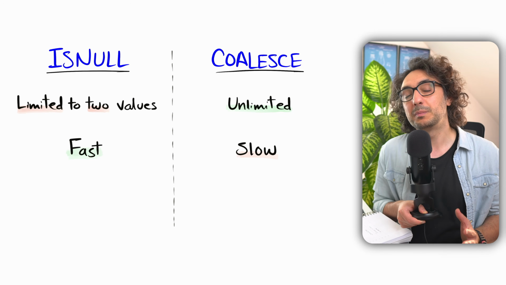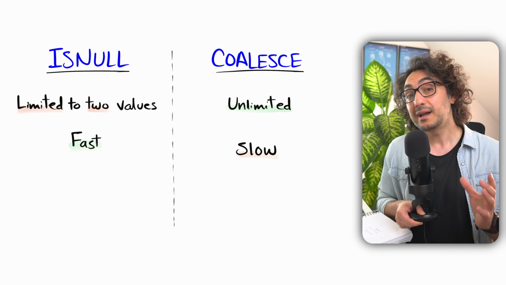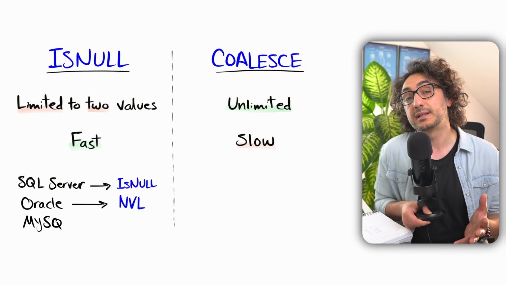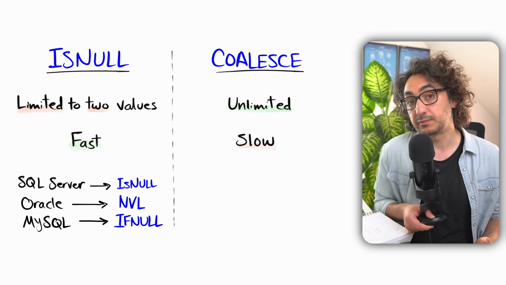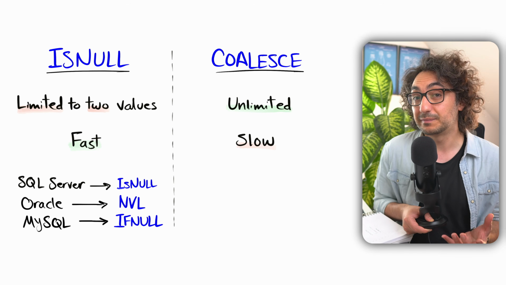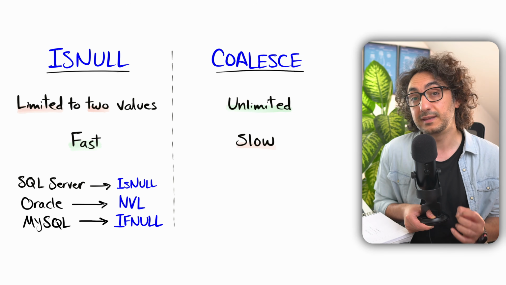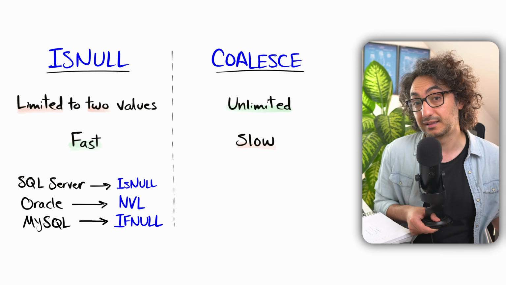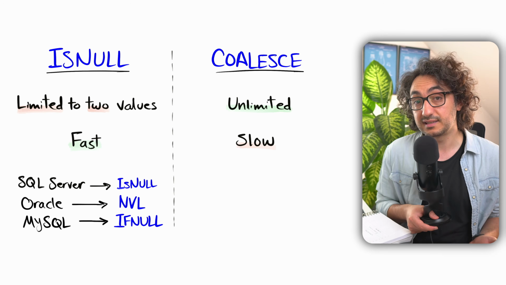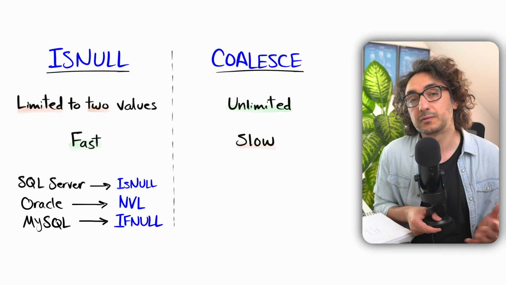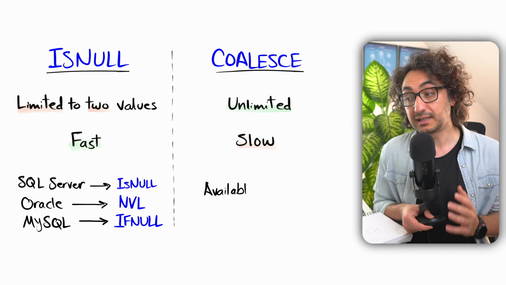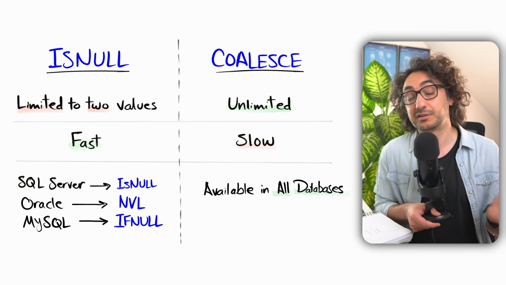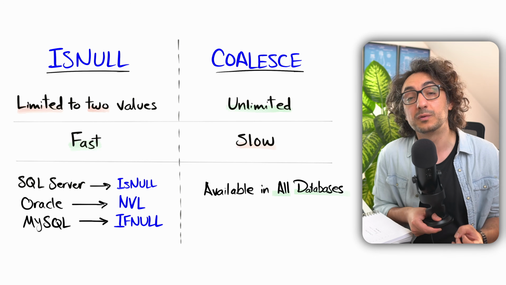Now, there is another problem with the ISNULL, which is that we have different keywords for different databases. For Microsoft SQL Server, we use the ISNULL as we learned, but in Oracle they have different implementations. They use the NVL, and in other databases like MySQL, you have IFNULL. All those 3 functions do the same, but we have different implementations for different databases. On the other hand, the COALESCE is available in all different databases.